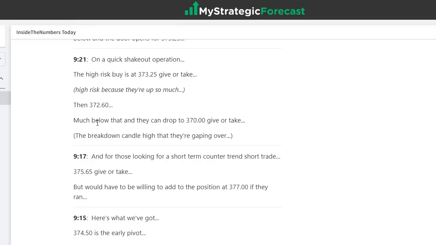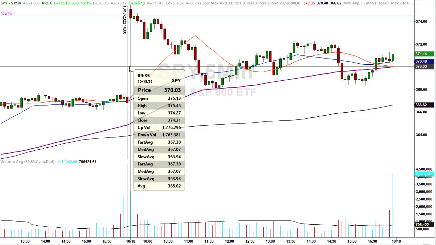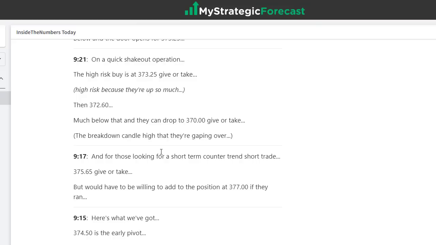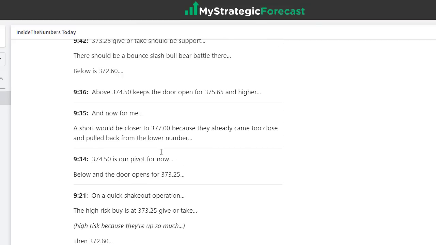Okay, fair enough. 9:17, for those looking for a short-term counter-trend, meaning short-term, short trade, 375.65 was the number, give or take. You would have to be willing to add at 377 if they ran all the way up there. That essentially creates a zone. High of day, 375.45, came up 20 cents short, fell away. All right, fair enough. That was my pre-market short level. We're not out of bullets.